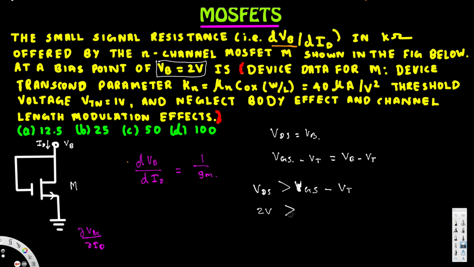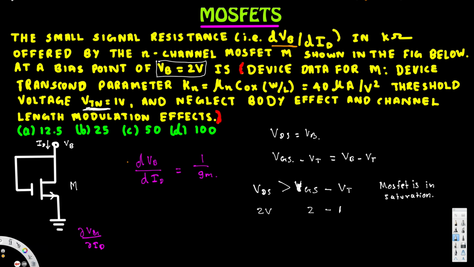So the gate voltage is also 2, and the threshold voltage is given in the question as 1 volt, so 2 minus 1. Here you can see this side is bigger than this one, right? So this is in saturation, so we can say the MOSFET is in saturation. If the MOSFET is in saturation, we can use this transconductance equation.